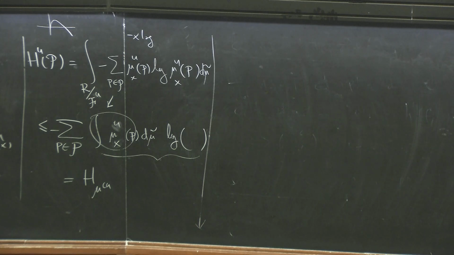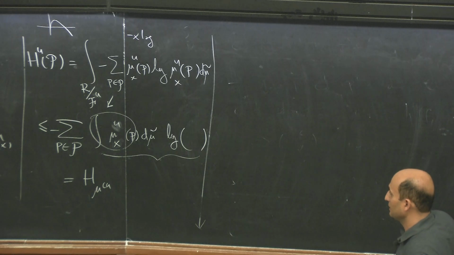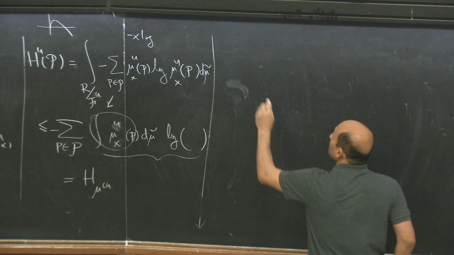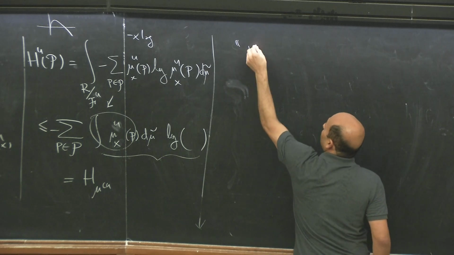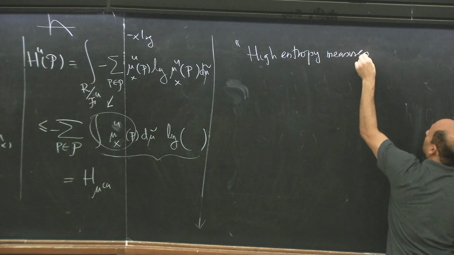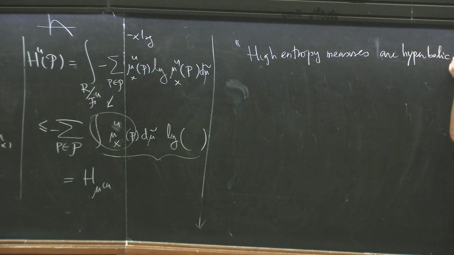Okay? Good. I have good time. So let me go directly to the main applications that I had in mind to tell you about this SU invariance, etc. It is the following. Another slogan: high entropy measures are hyperbolic, if maximum entropy measures are hyperbolic.